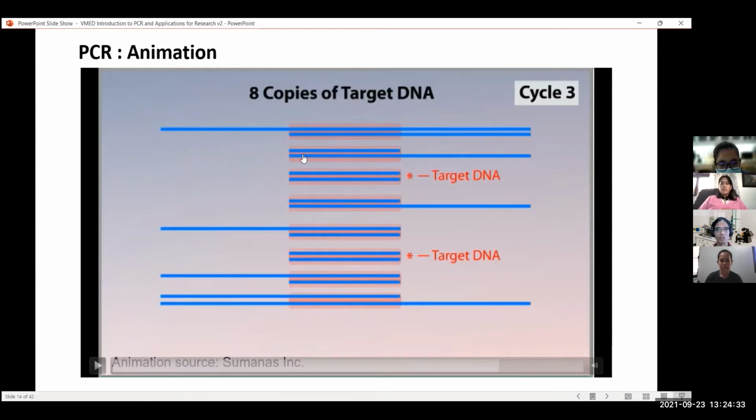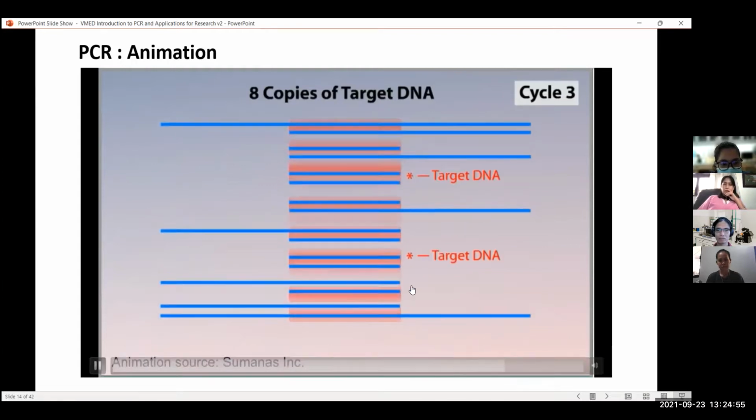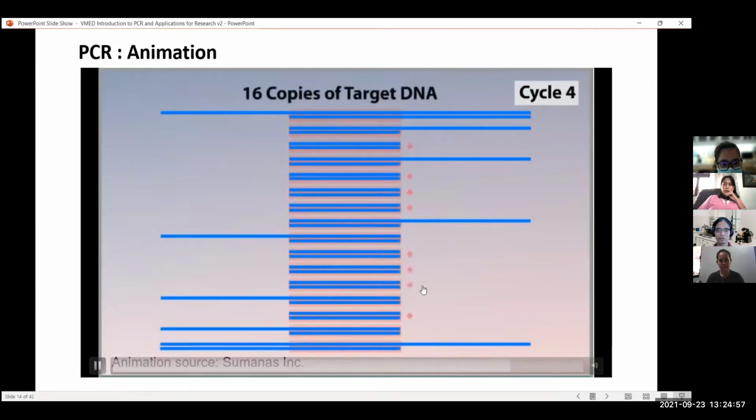So sometimes you'll see this as a smear. So it's very important to optimize your reaction so that you'll only get a lot of this target DNA. So this is the only thing that you need. So as much as possible, you have very few of these, but a lot of these target DNA. So after each cycle, the number of copies of those fragments that only have your target sequences will increase.